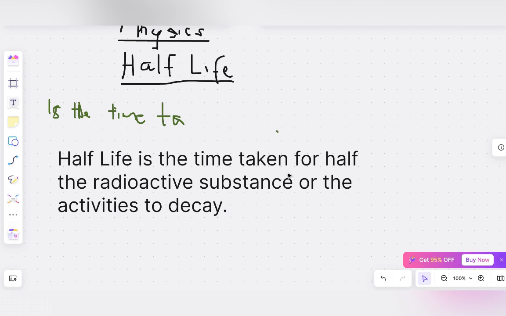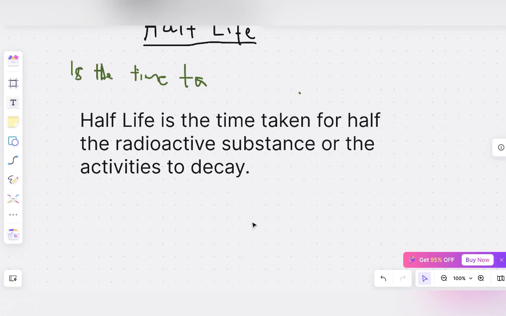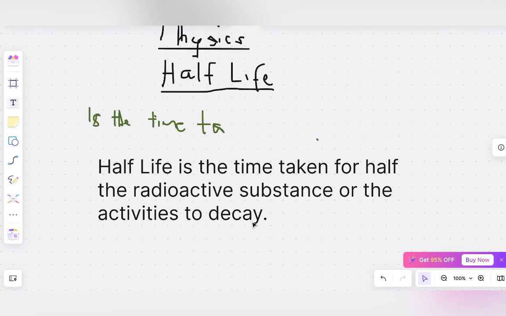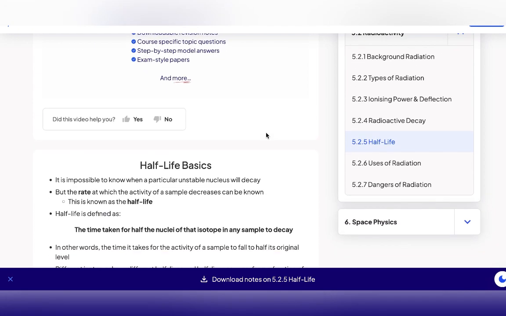The time it takes for the activity to decrease to half, or the time it takes for the radioactive substance or sample to decay. So half-life is basically about time: how long it takes for a sample of radioactive substance to decrease to half of the original number. Is that okay? So now let's take a look at the basic things that we're supposed to look at.